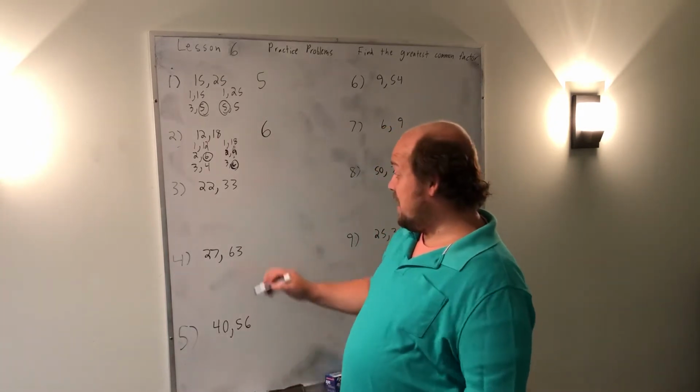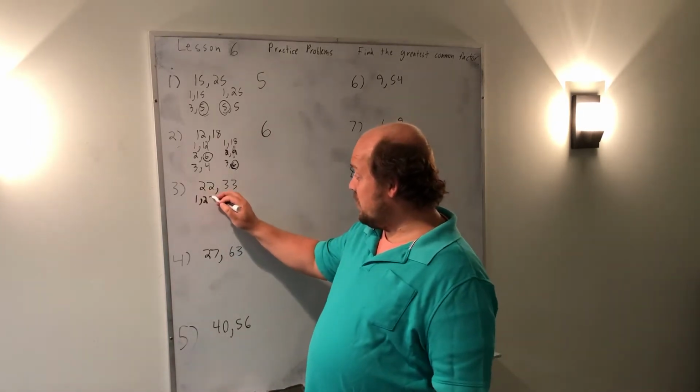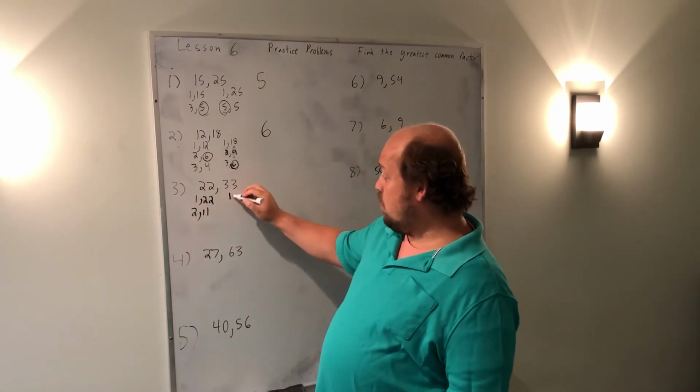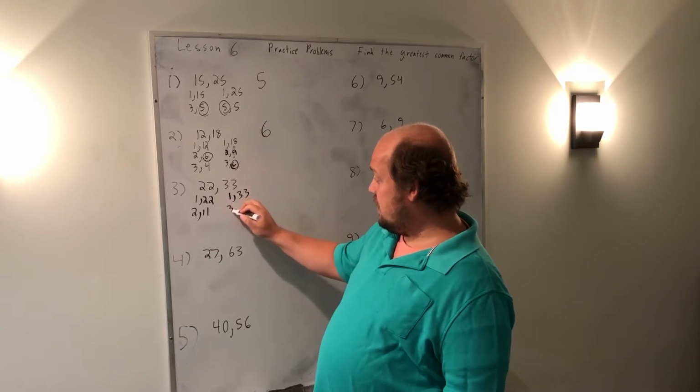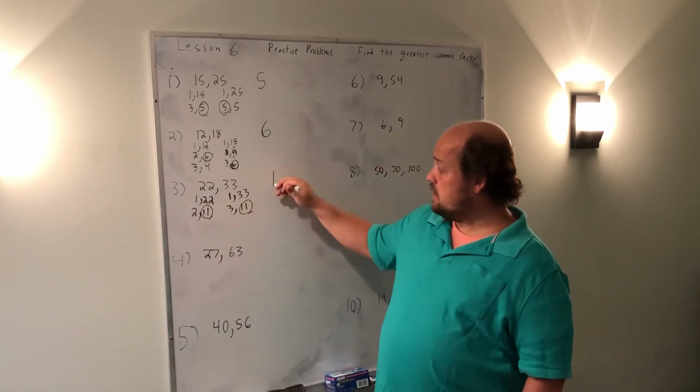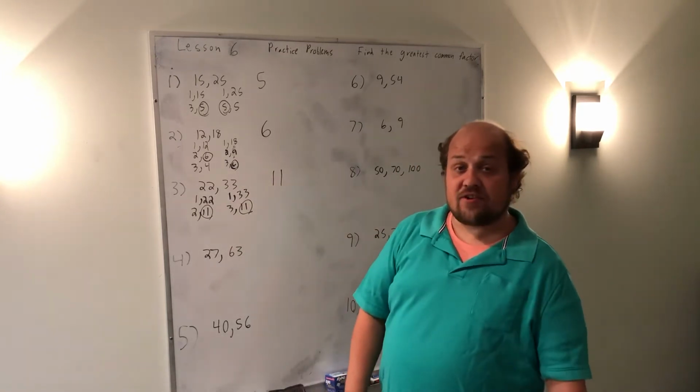22 and 33 break down as 1 and 22 and 2 and 11, 1 and 33 and 3 and 11. The largest number on both lists is 11, which is my greatest common factor.